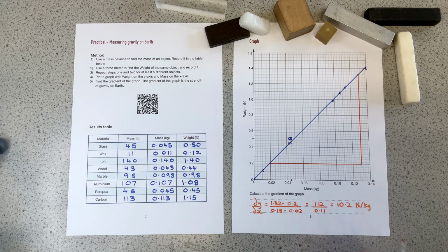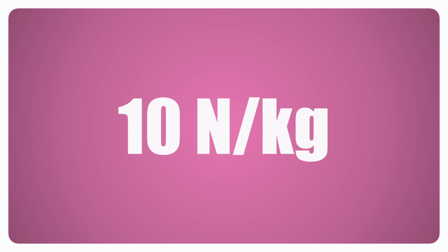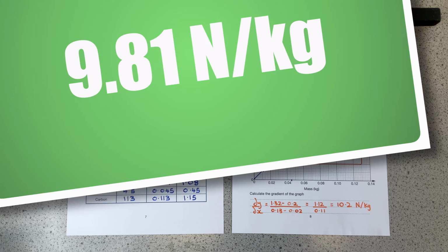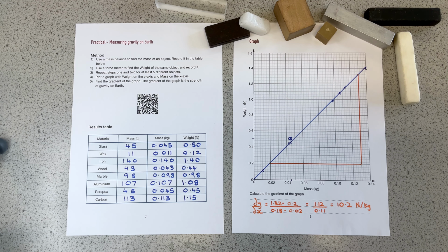At GCSE, we round Earth's gravity to 10, so 10.2 is pretty close. In reality, it should be 9.81. So see if you can do the experiment more accurately than me and get closer to the true value. Good luck!